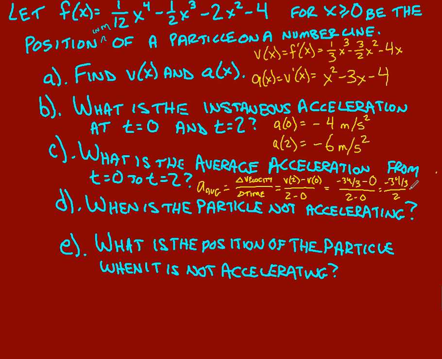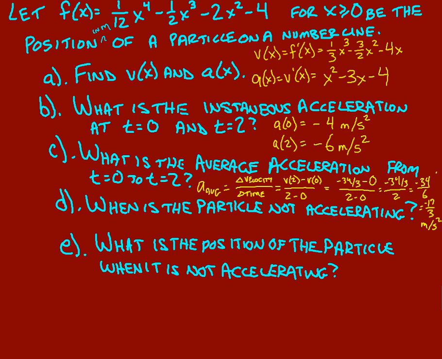over 2. That can simplify to be negative 34 over 6, which can simplify further to be negative 17 over 3. I would leave it as a fraction. If it came as a decimal, it'd be like negative 5.6 repeating. My unit here is acceleration again, so this is still meters per second squared as my unit.